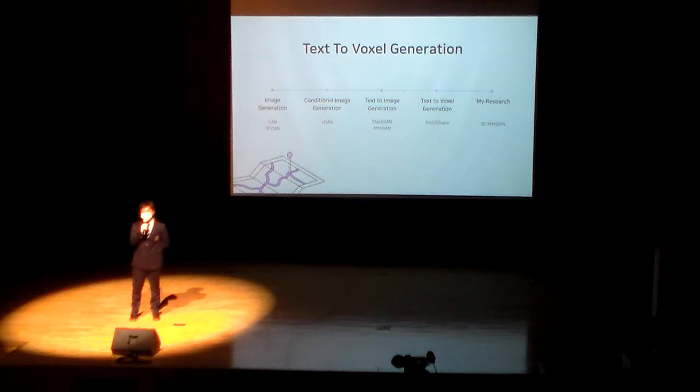By the way, a voxel is a unit of 3D objects corresponding to pixels in 2D. So, voxel generation is about creating 3D objects, and text-to-voxel generation is about creating 3D objects by analyzing the text. In this research, I applied attentional GAN, which is a successful text-to-image generation model, to text-to-voxel generation.